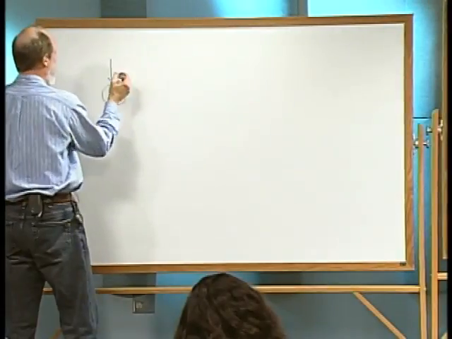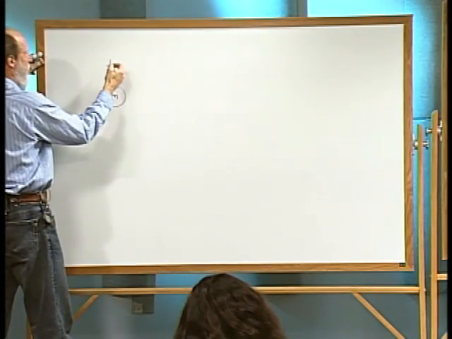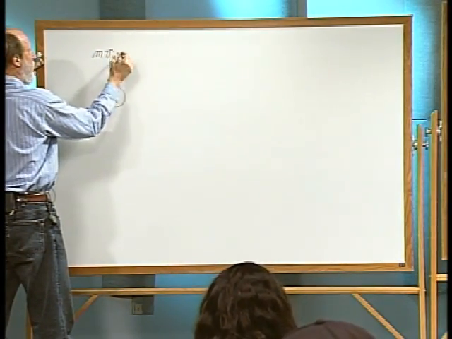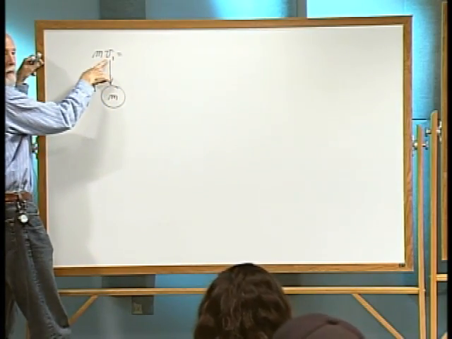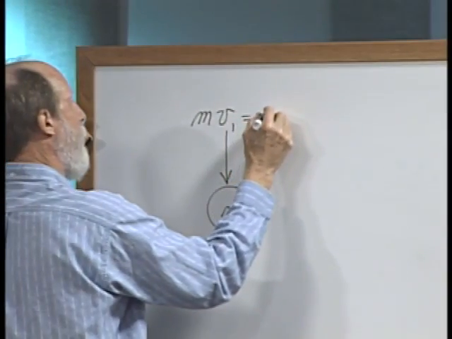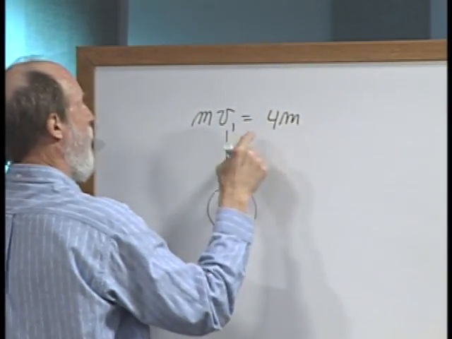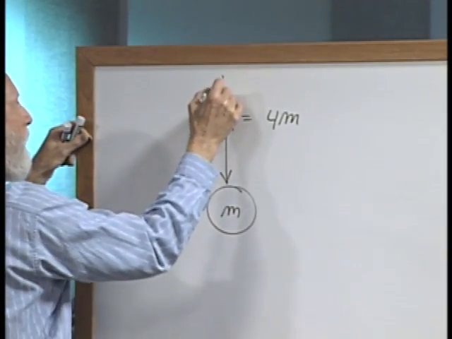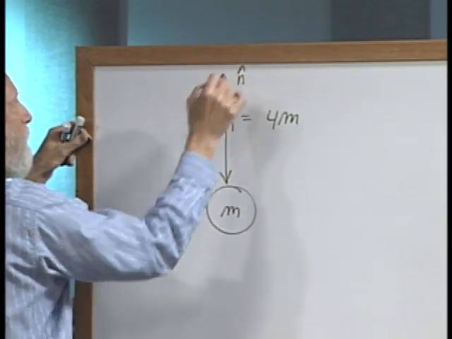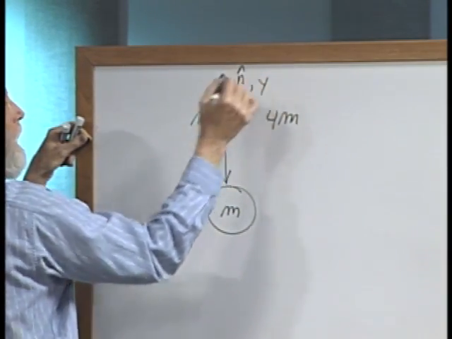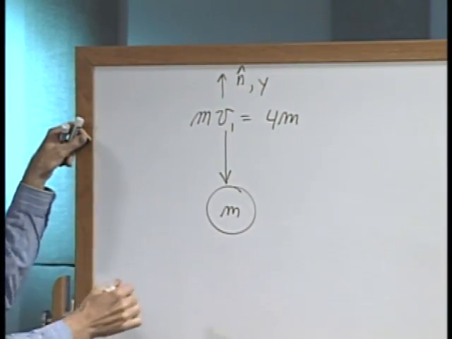So this mass is coming in and it's carrying some momentum, and so it has mv1, and I believe it was 4 feet per second. Yeah. Okay. So 4m is the momentum it's carrying as it's moving downward. And that's going to be opposing our defined normal direction. They call that the y-axis. I'm just going to call that our normal.